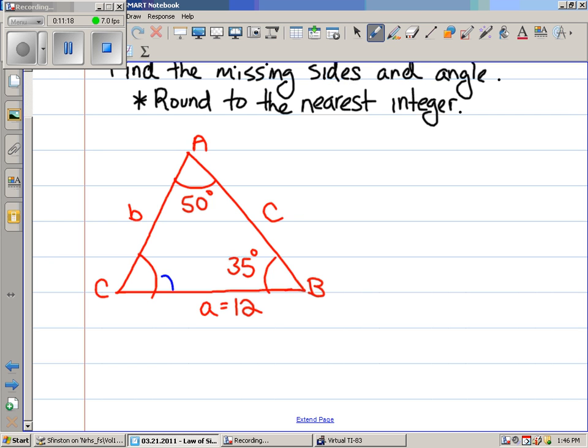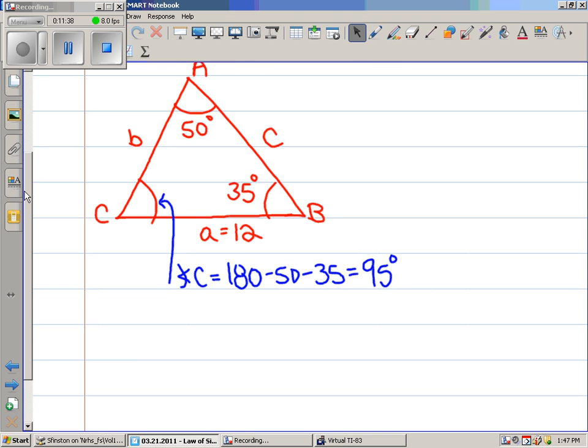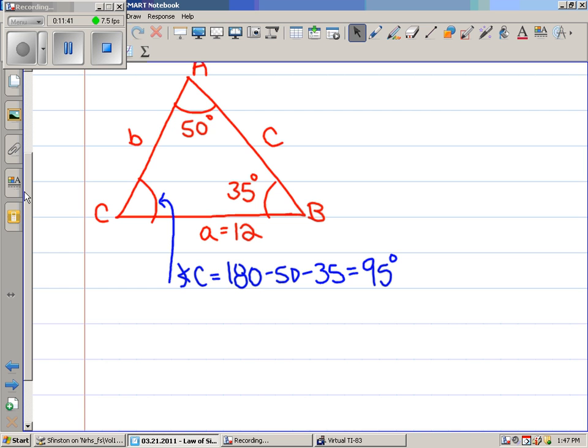Let's try and tackle angle C for a minute. Angle C is really easy to figure out. It's just 180 minus 50 minus 35. Yeah, it's 95 degrees. That's how much C is. And then from here, we're gonna go law of sines it up.